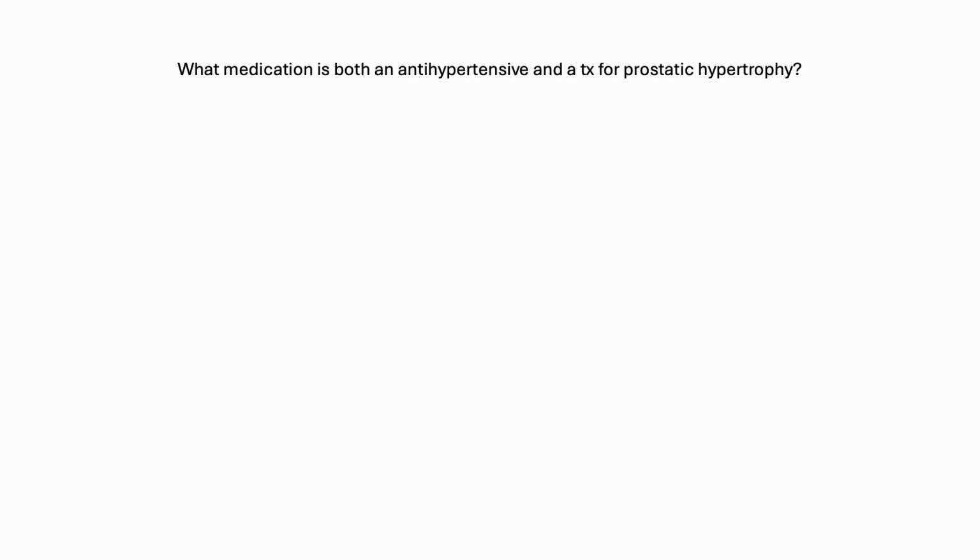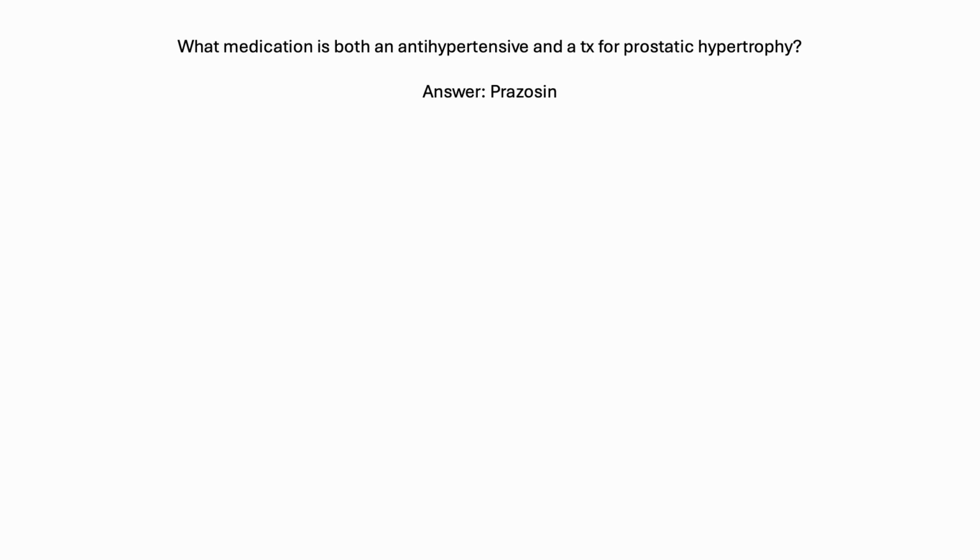What medication is both an antihypertensive and a treatment for prostatic hypertrophy? So you're going to use prazosin, any of the osins. Those are all going to help with bringing down the prostate overgrowth leading to BPH, and the symptoms, your urinary hesitancy and frequency, nocturia, that kind of stuff.